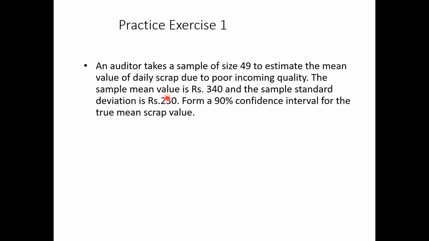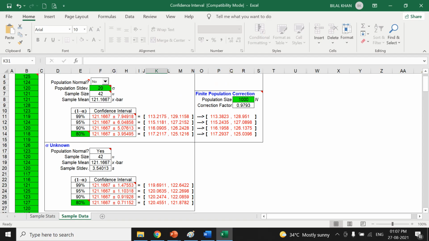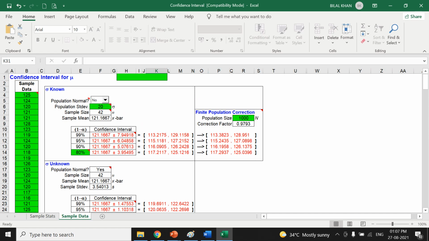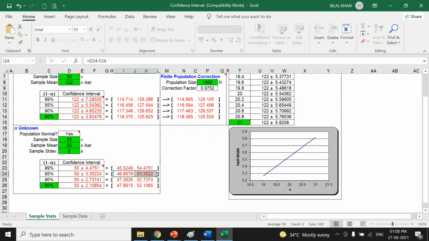If we want to solve this, we will straight away go to Excel templates. So we'll open up a template called the confidence interval template. When we open it, we find that there are two sheets. One is to do with the sample data, when you are given the raw data. The raw data is not given to us. In the problem, the sample statistics are given to us. That is, the mean, the sample size, and the sample standard deviation. So we will not use the sample data sheet, we will use the sample statistics.